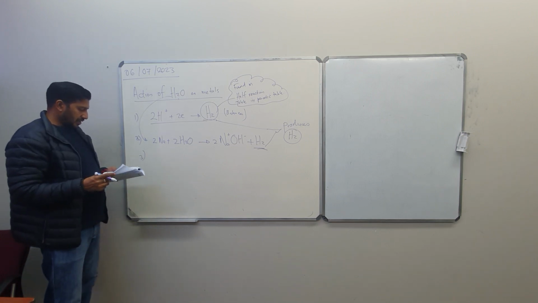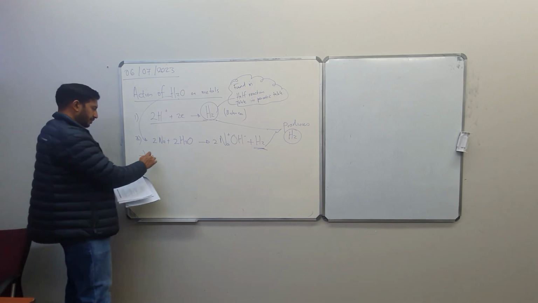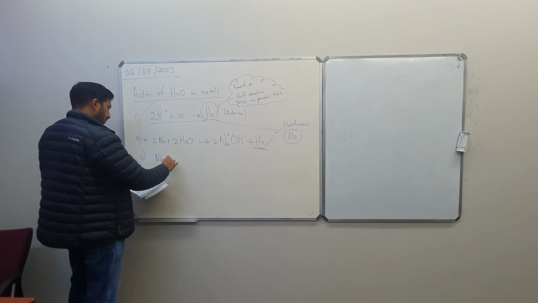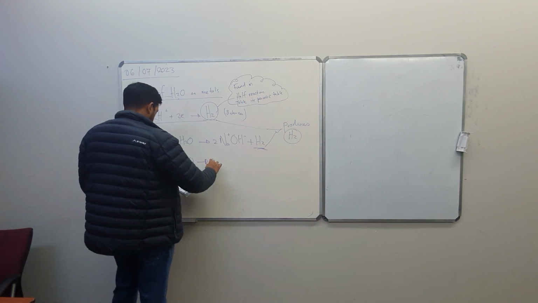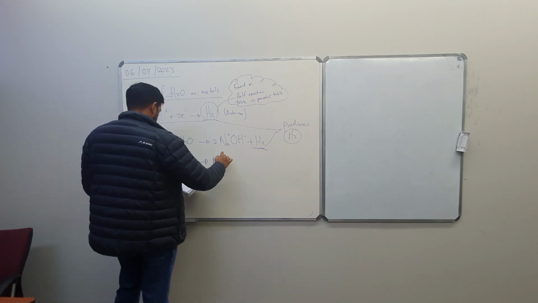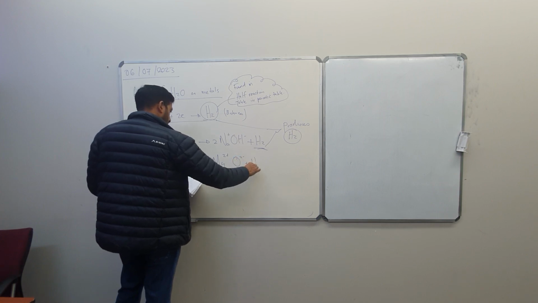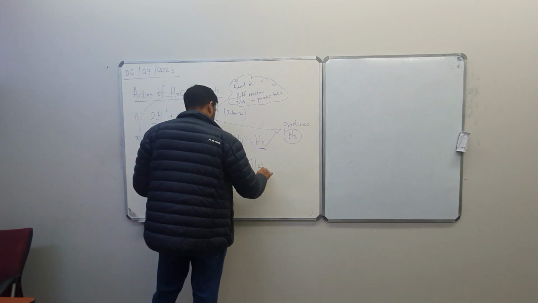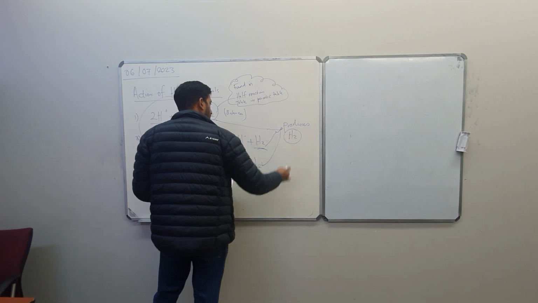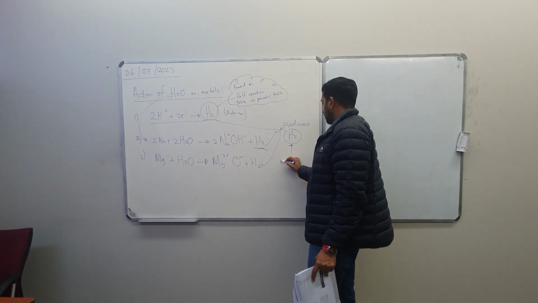And let's look at another metal. Magnesium plus H2O will give us Mg2+ plus O2- plus H2. So this is what we want.